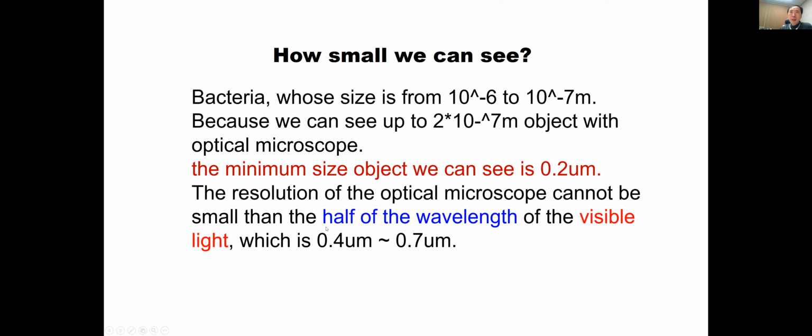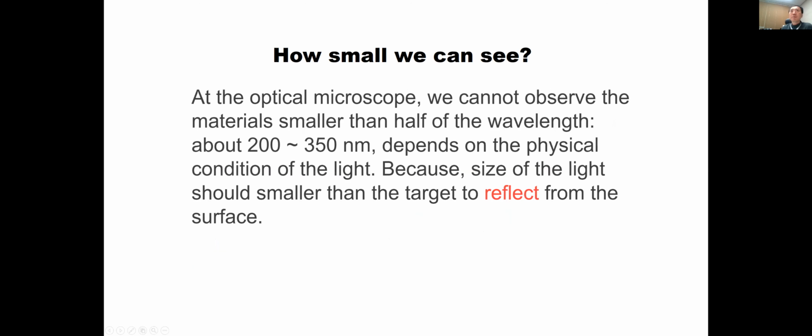Has anybody seen the name of the physicist who discovered this observation? We can see only half of the wavelength of our visible light. Anybody? Okay, that physicist's name is Abbe. He found this physical law because of the diffraction limit. Below this range, significant diffraction happens.